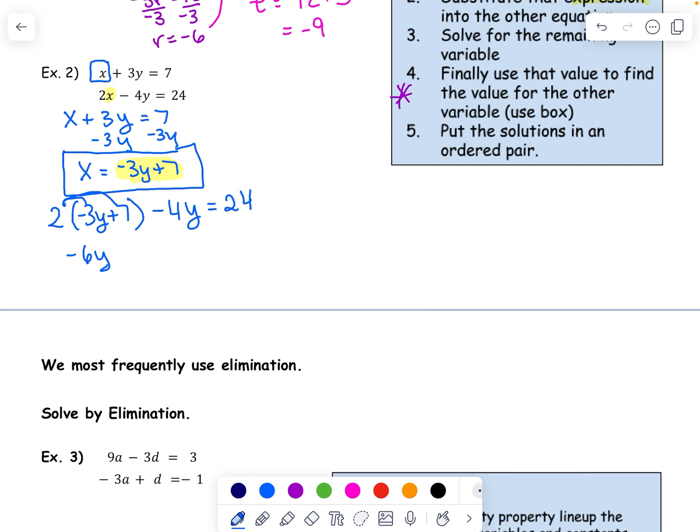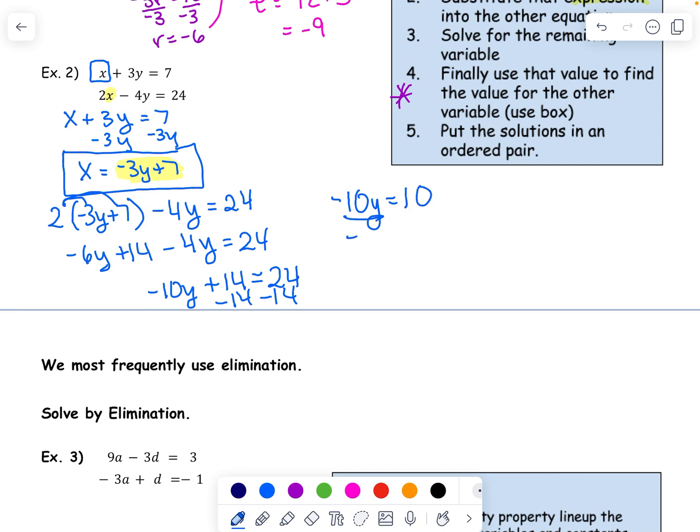Distributing, negative 6y plus 14 minus 4y equals 24. So we're going to have negative 10y plus 14 is equal to 24. Now, after we subtract 14 from both sides, we'll get negative 10y is equal to 10. And so our y is going to be negative 1. Again, for x and y, this would be the second value.